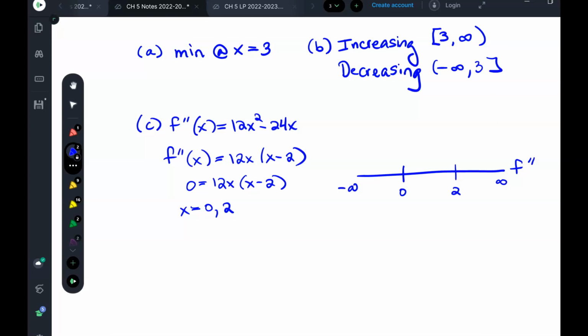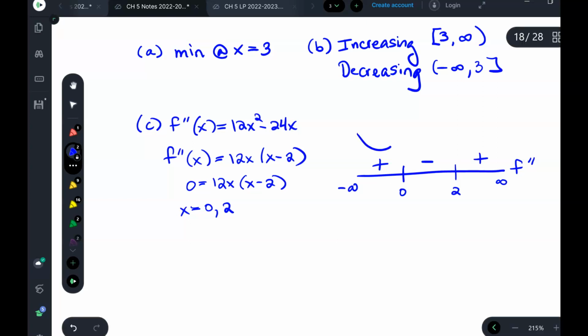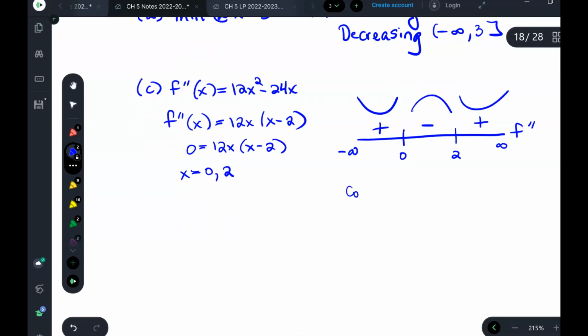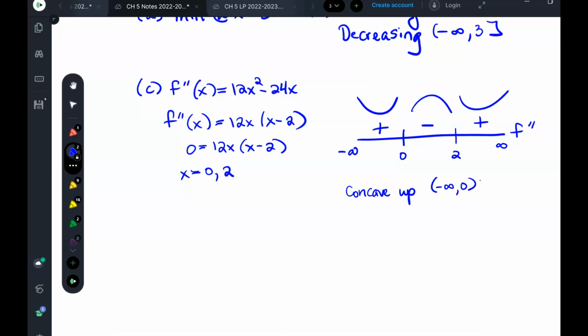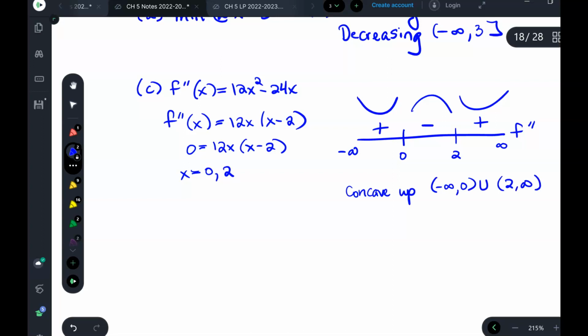So we plug in -1, positive, good. And then plug in +1, negative, and then positive. So I'm going to put my little smiley face or sad face. So smiley, sad, smiley. So it's going to be concave up, -infinity to 0. Okay, don't include the 0. And then 2 to infinity. Okay, and then concave down will just be 0 to 2.